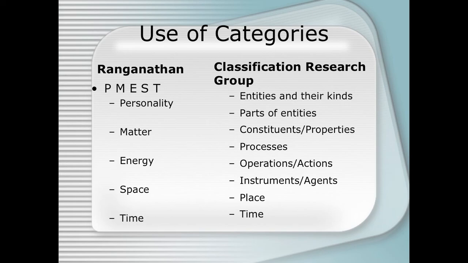Another way to approach a subject analysis is through the use of categories. So we're talking here about very basic conceptual groupings based on some kind of intrinsic or perceived property of the items. Now, Ranganathan was one of the first in the field of library science to think very seriously about how categories applied to library and information science.